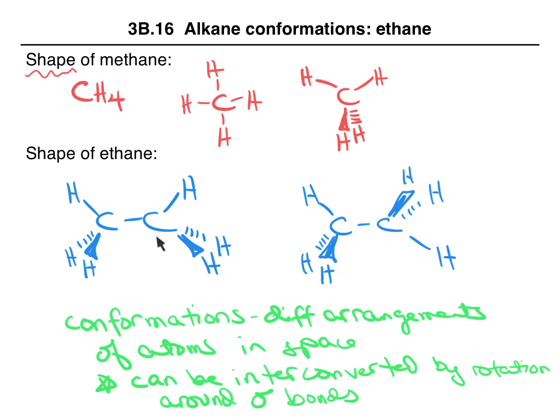So we would describe these as conformations of each other or conformers. These are different conformations of the same compound. Your book uses the term conformational isomers, but I would rather not use that because I want you to focus on isomers as having different connectivity, and these are different conformations.